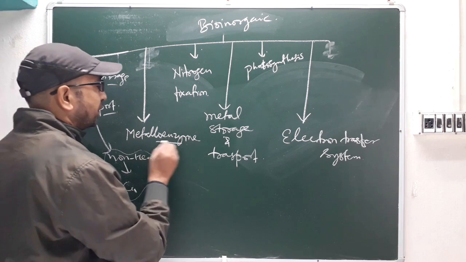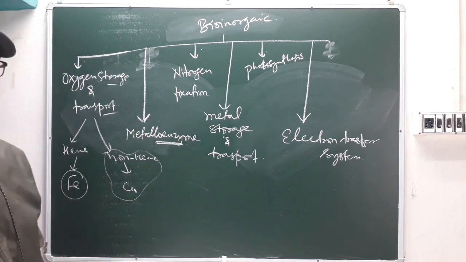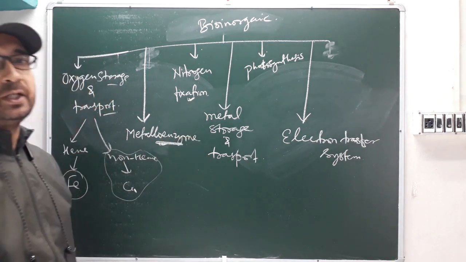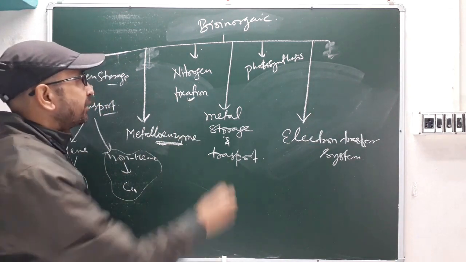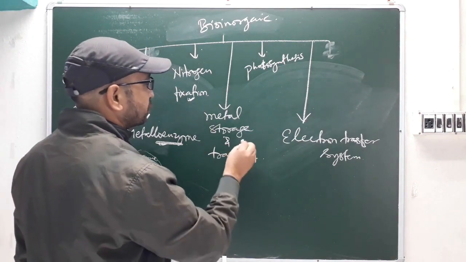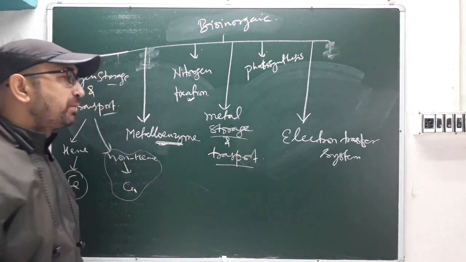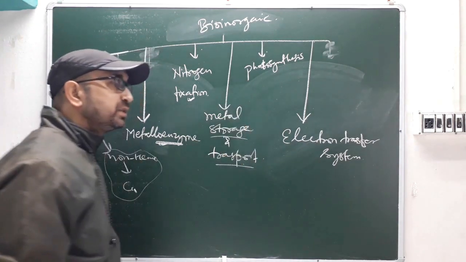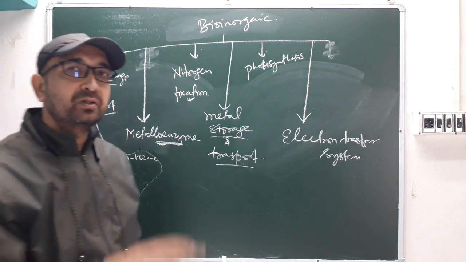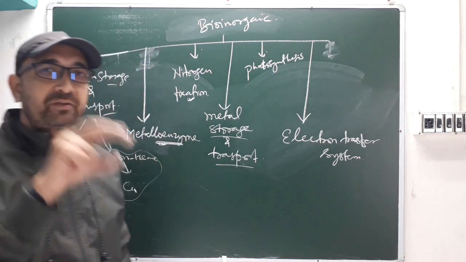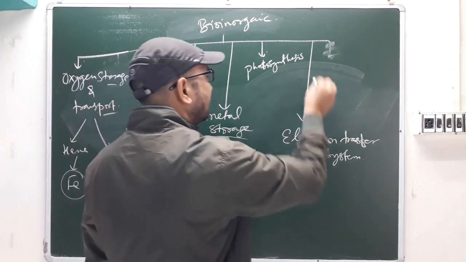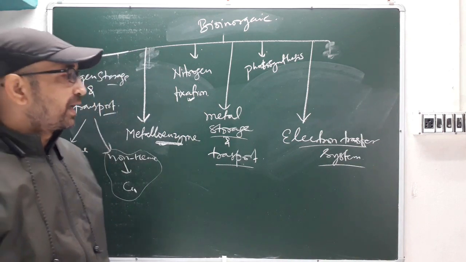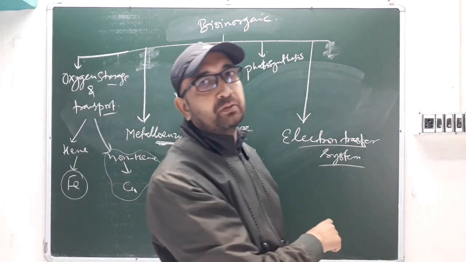Then metalloenzymes: carbonic anhydrase, carboxypeptidase. We will discuss this here. For nitrogen fixation we need molybdenum, that we will see. Then metal storage and transport: in metal storage you see ferritin, transferritin. Then photosynthesis: magnesium is very much required because the chlorophyll center has magnesium. And then the electron transport system, reduction; those we will see. Iron proteins will help you out here.